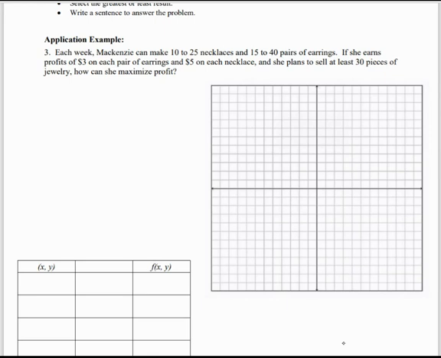So, what are the two variables in this situation? What are the two things that we're working with? We're working with necklaces and earrings. So I'm going to define those first. X is going to be the number of necklaces. If you choose X to be your number of earrings, that's fine. Just the inequalities will look a little different. Y will then be the number of earrings.